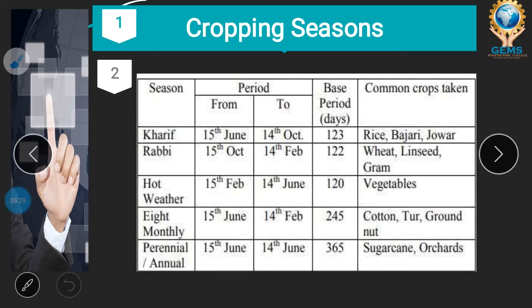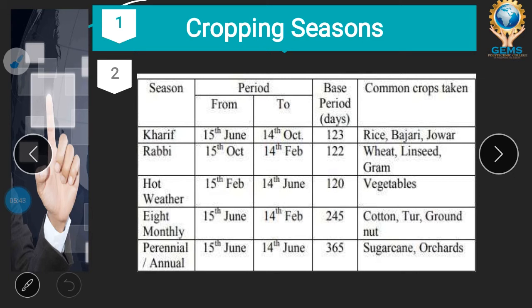Okay, next is annual or perennial type. The base period is from 15th June to 14th June, 1 year, so 365 days. Which types of crops are grown? That is sugarcane and orchards, where apples are formed. So these are crops grown annually, for 1 year.